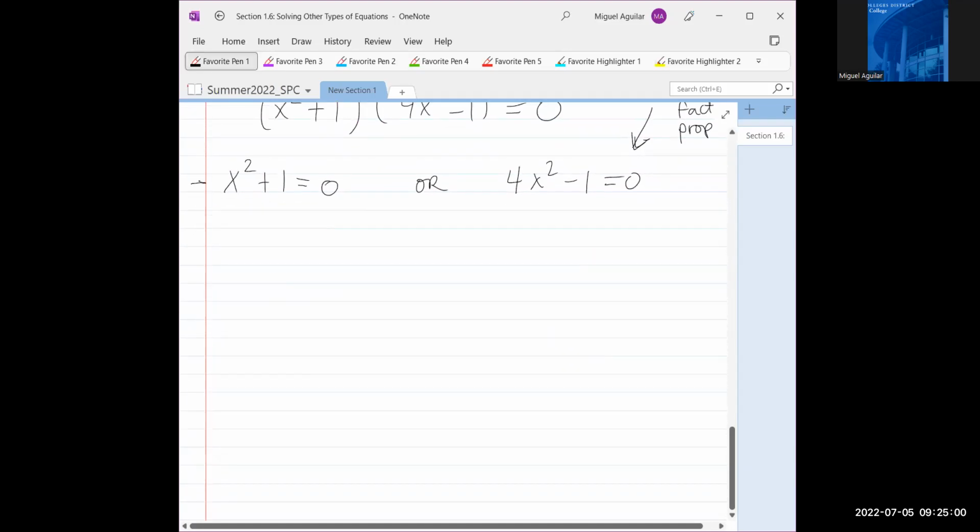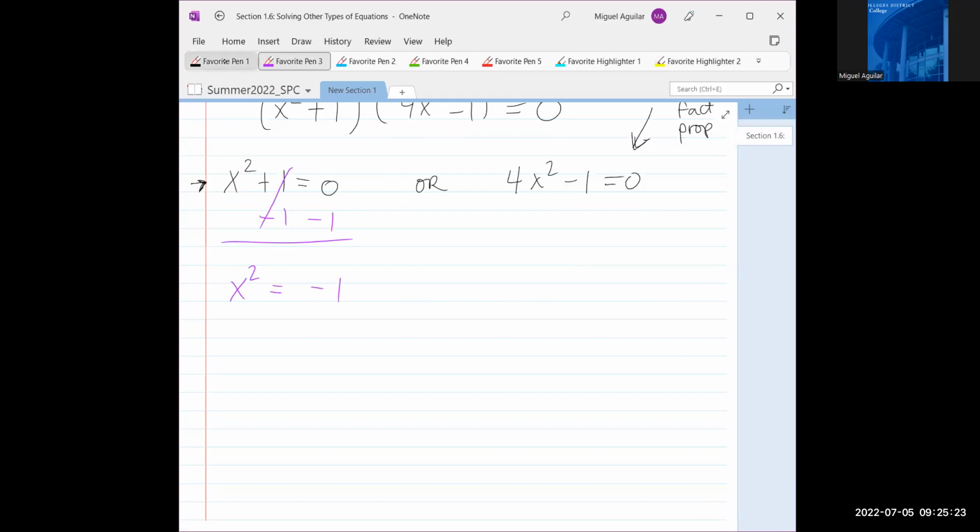Okay, so this equation on the left-hand side, how do I start solving that? You gotta isolate the x squared. Subtract 1, right? So subtract 1 from both sides so that we now have x squared is equal to -1. Now, how do I solve that quadratic equation?